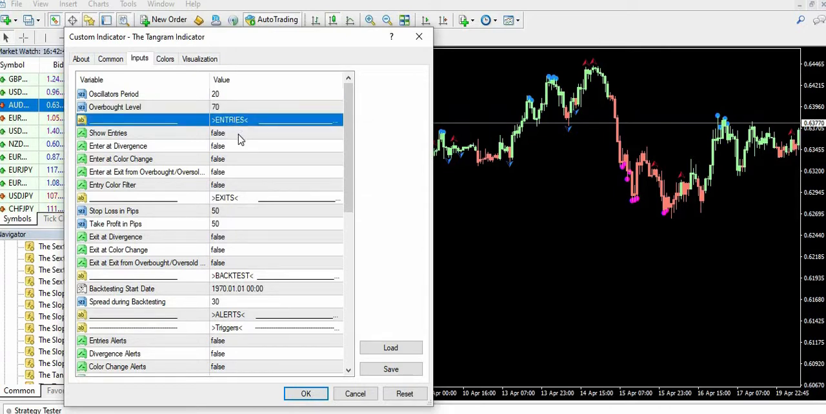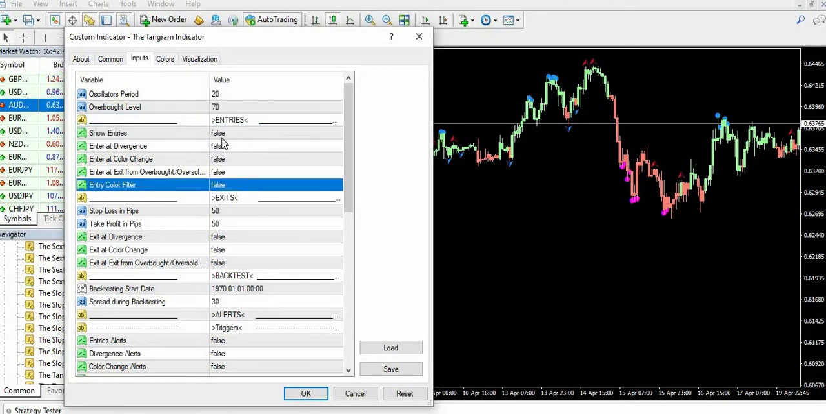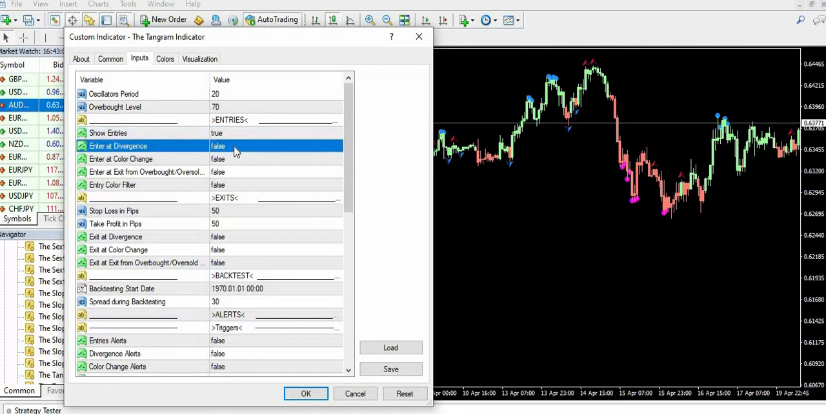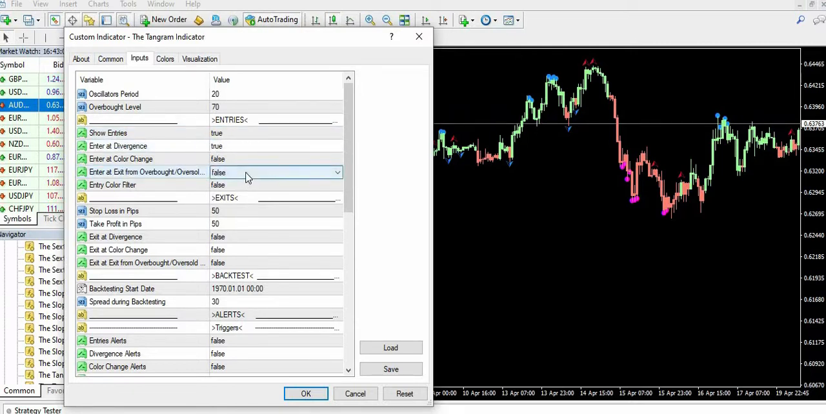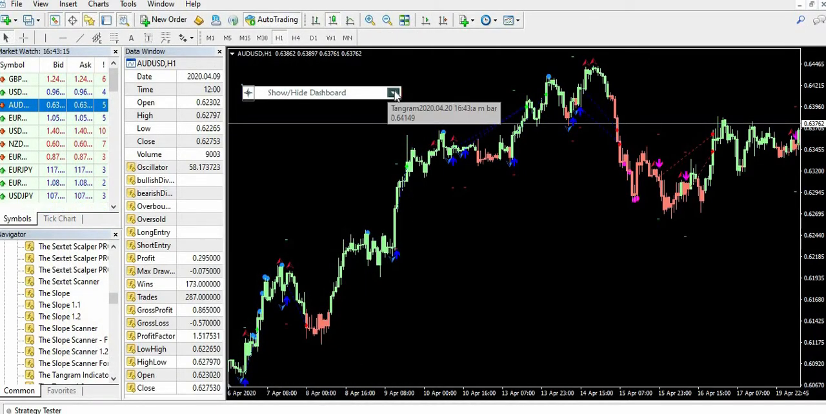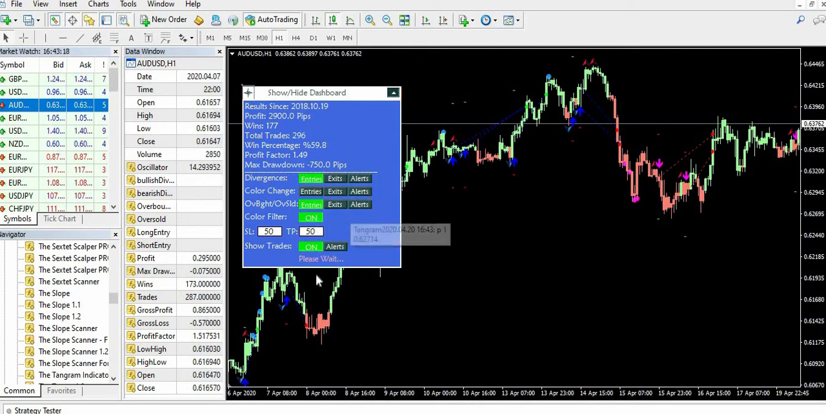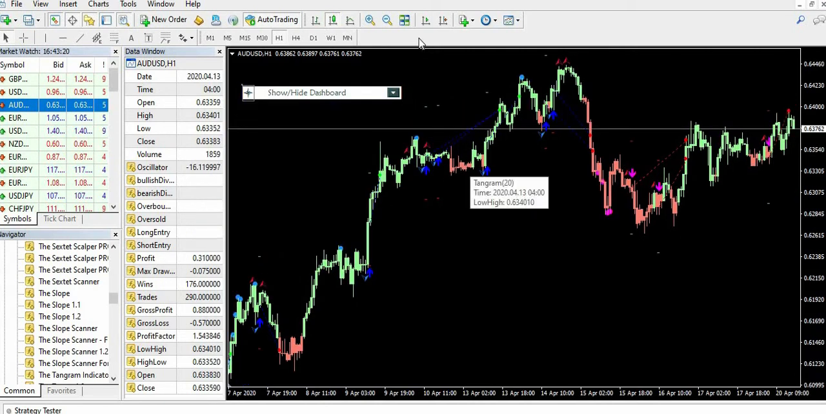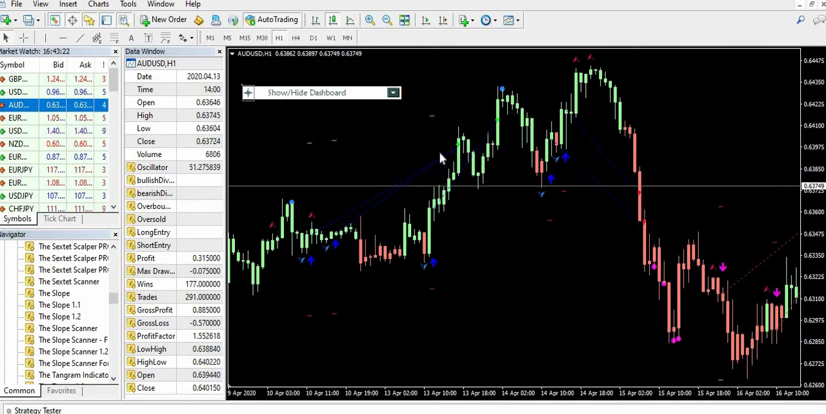Now, the entries category. This is the same as we saw on the dashboard, except you would be setting it for good. So if you set to show entries with a divergence entry, and then overbought, oversold entry with the color filter, we'll keep the color change false, and we press OK. You see, we have these settings here, and we could already see the entries.